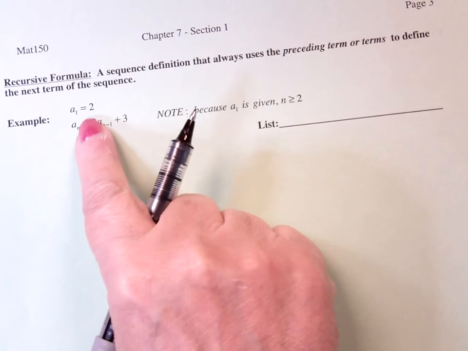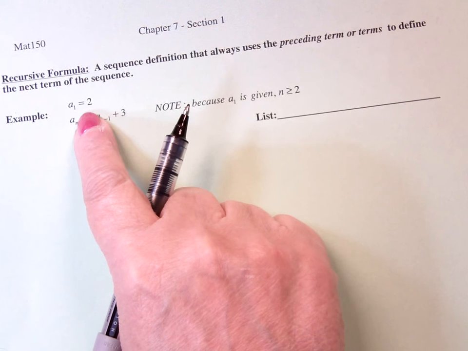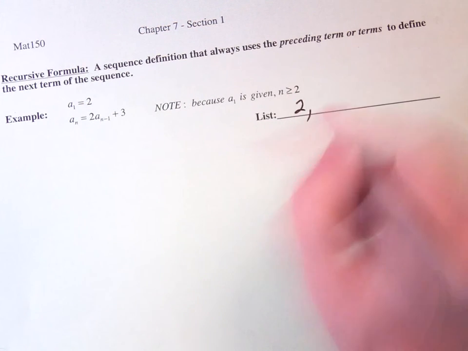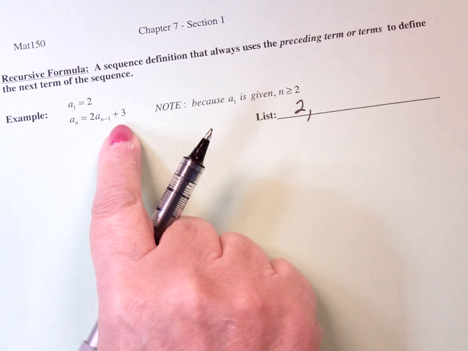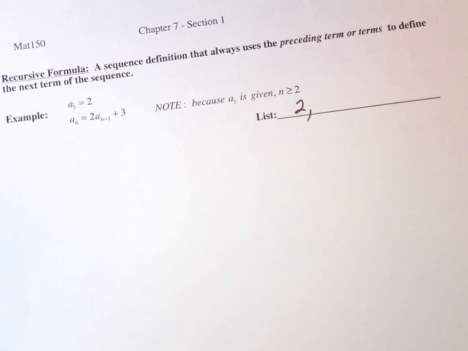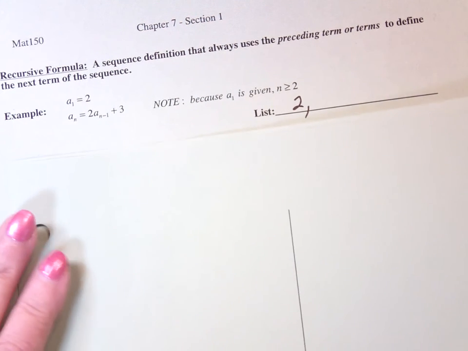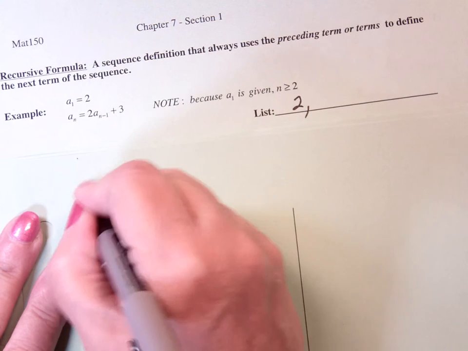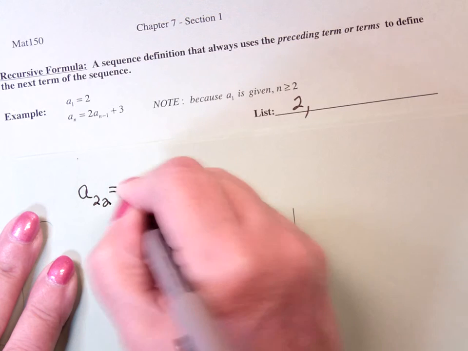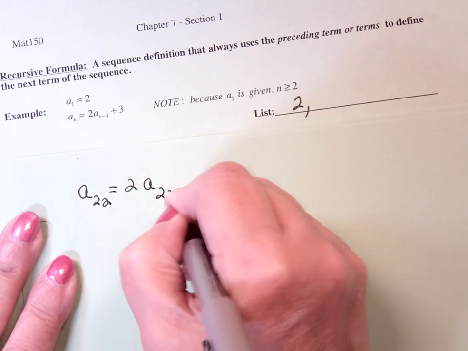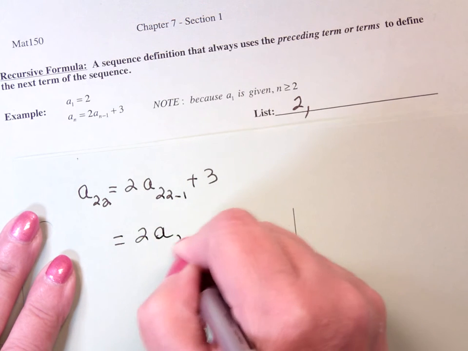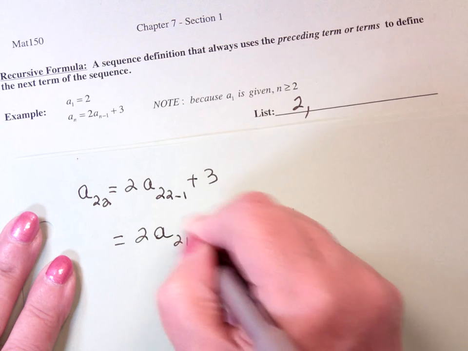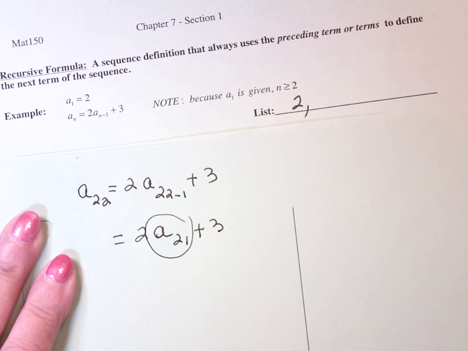Here's the problem. This says, I'll tell you what A1 is. The first position is 2. And then you give me a formula. If in this instance I wanted the 22nd position, I would say, well, n is 22, so A sub 22 is 2 times A sub 22 minus 1, plus 3, which is 2 A sub 21 plus 3, and then I say, wait a minute, I don't know what the 21st position is. The only thing I know is what the first position is.